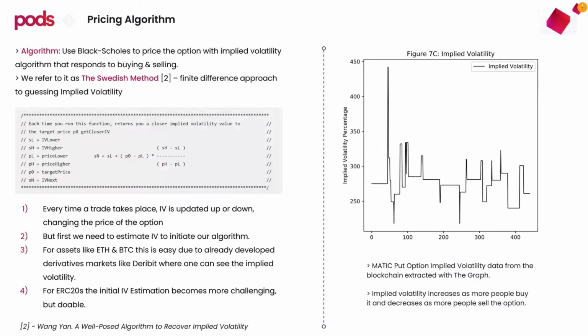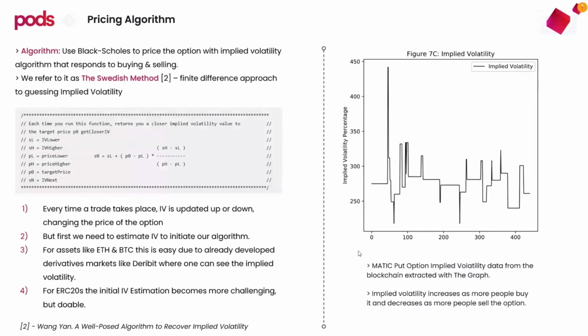And since there's nothing to compare it to, like Deribit, where you can look up Ethereum or Bitcoin, there's nothing for, let's say, Matic or Sushi or Chainlink or anything like that. So what would be an approach there? How would we initiate such an algorithm?